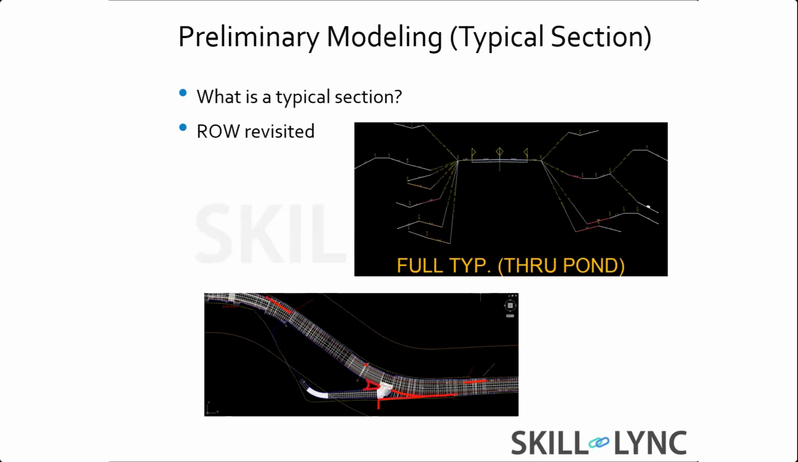Okay. So once that's all approved, then you obviously already know your typical section. You'll have 12-foot lanes, paved or unpaved shoulders, and then your end conditions. Are you going to have a ditch? Are you going to have a fill slope, etc.